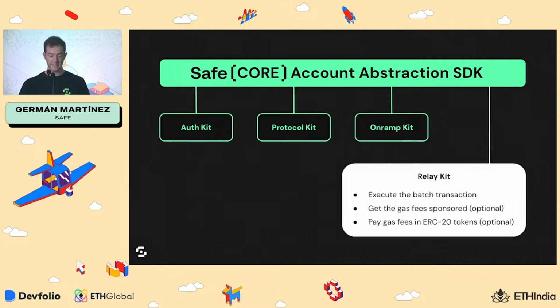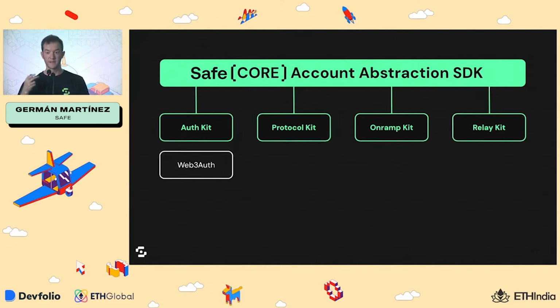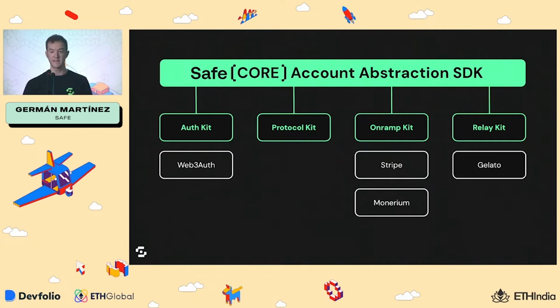And finally, the relay kit will allow executing the dispatched transaction, deploying the Safe, and executing all the next transactions to buy the NFTs. And regarding the fees, they could be sponsored by the relay itself, or they could be extracted from the Safe. This is what we had initially. The third-party providers we are using for them are Web3Auth for login, Stripe and Monerium for on-ramp, and Gelato for relay.